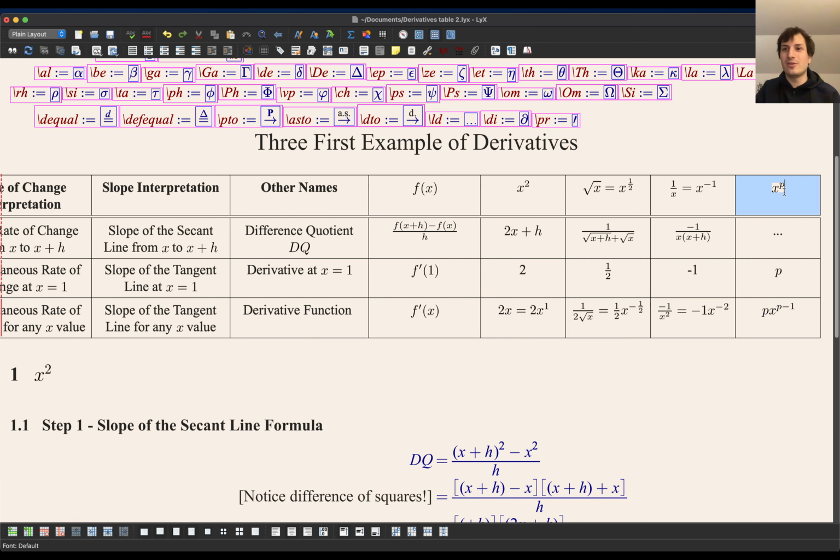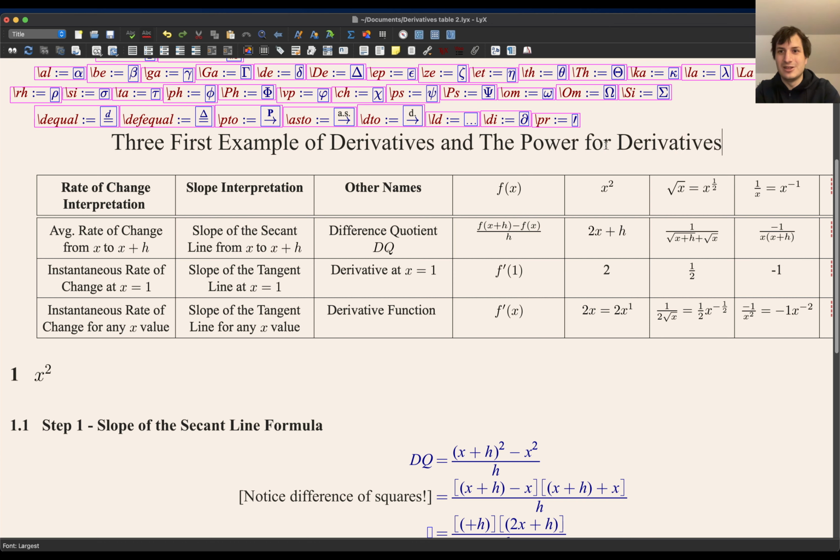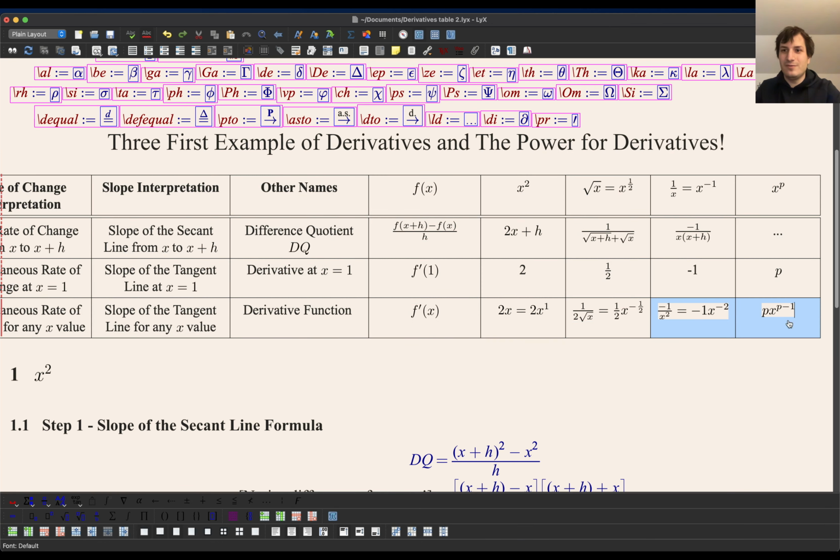If you start out with x to the power p and you do this whole process in general, you will always get this formula for the derivative function: p times x to the p minus 1. This is sometimes called the power rule. So I will add this to the title: the power rule for derivatives, which has this fun flavor of the p jumping down and then subtracting 1.